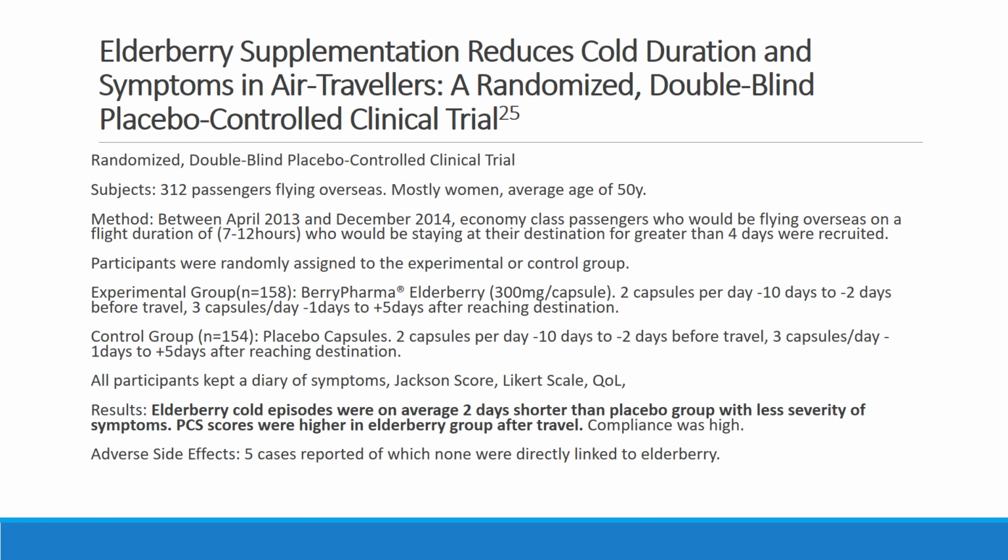All participants kept a diary where they recorded their symptoms, compliance, and completed questionnaires. Measurements included the Jackson score, Likert scales, quality of life, and PCS scores. An interesting result was the PCS scores by the experimental group. PCS scores evaluate physical functioning, body pain, and general health. Participants in the elder group displayed more favorable PCS scores, but the mechanisms supporting this are unknown.